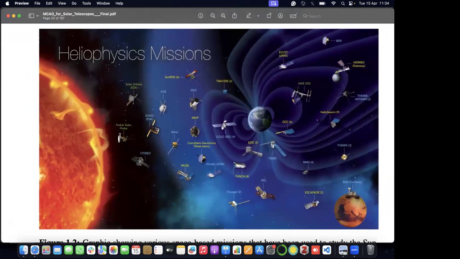And how big are those solar telescopes? Not too big. Their apertures are probably like this. Well, don't forget, you get massive thermal problems with the sun, right?